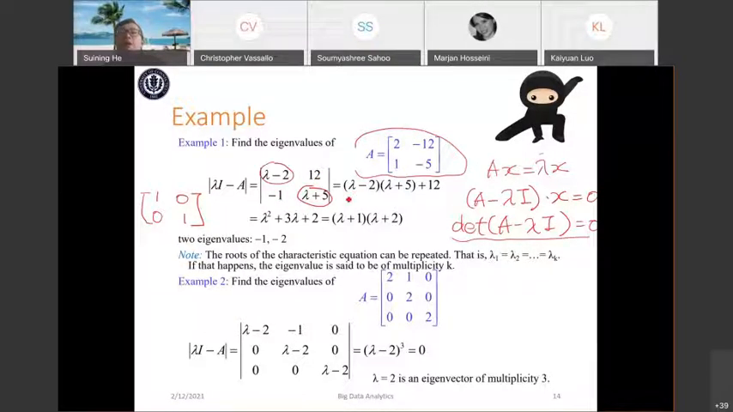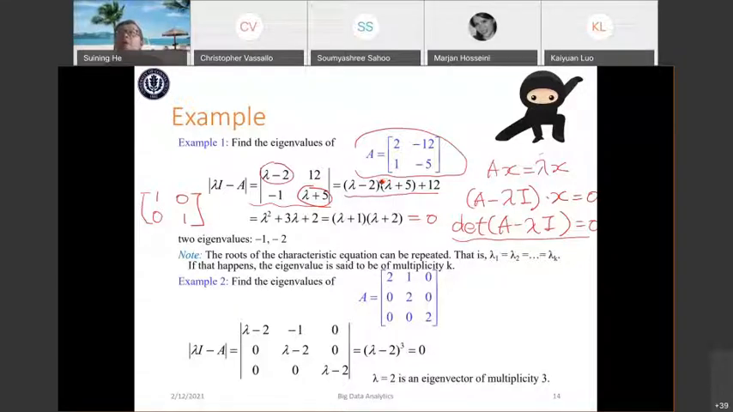That can be seen here. It is (lambda minus 2) times (lambda plus 5) plus 12. So that is the determinant of this matrix. Then we set it to 0, and with some simple calculations we can make sure that this part equals 0, and therefore lambda can be either minus 1 or minus 2. So that is the basic process of calculating the two eigenvalues for this input matrix A.